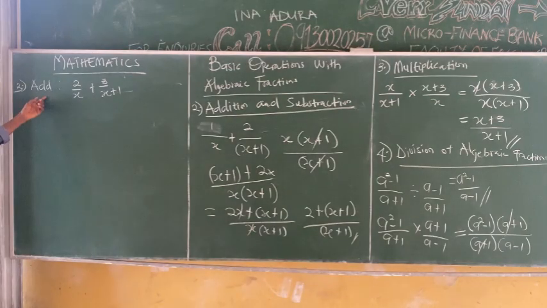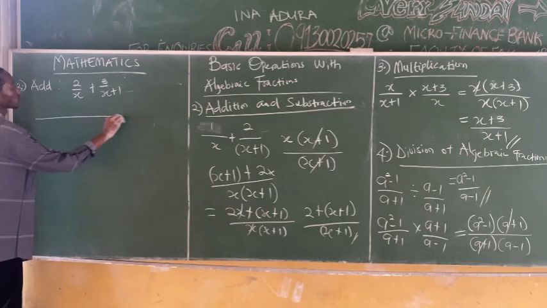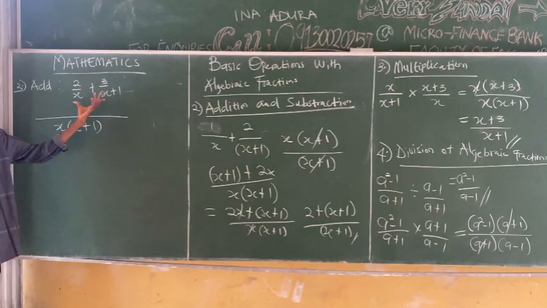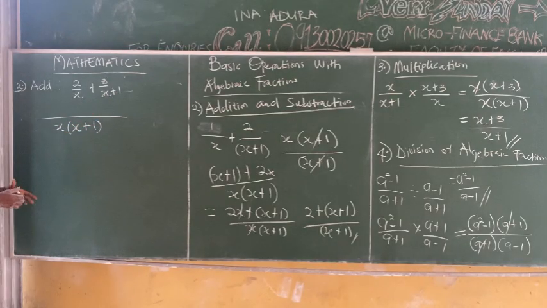It says add 2 all over x plus 3 all over x plus 1. When you have this kind of equation, the first thing, as I said, you take the LCM of the two denominators. The LCM of x and x plus 1 is what? x into x plus 1. Now I've gotten the LCM. This is the LCM of these two values.